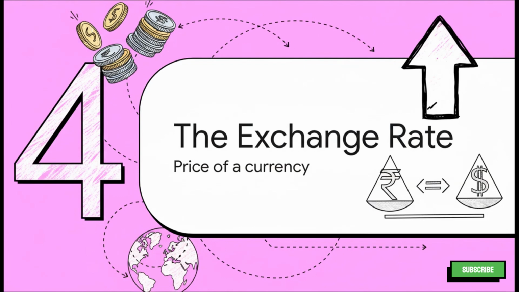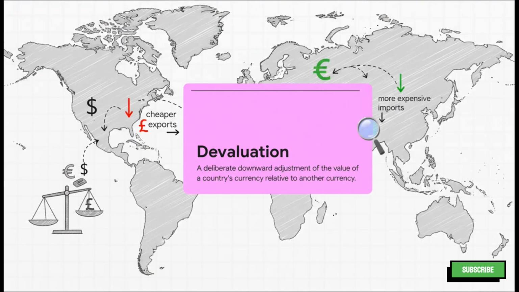So, we've got all these transactions happening with different currencies flying around. But how do we figure out what they're worth? This brings us to the exchange rate. It's really just the price of one currency in terms of another. For example, how many rupees does it take to buy $1 US? That's the exchange rate. Now here's a term that is absolutely critical to know.